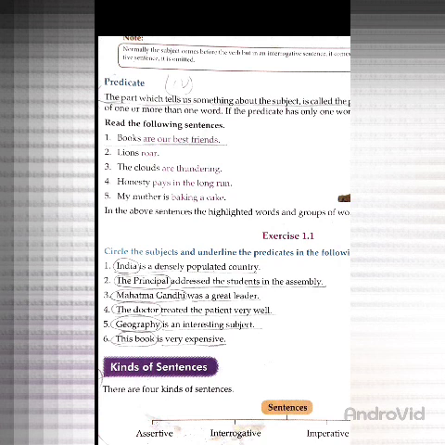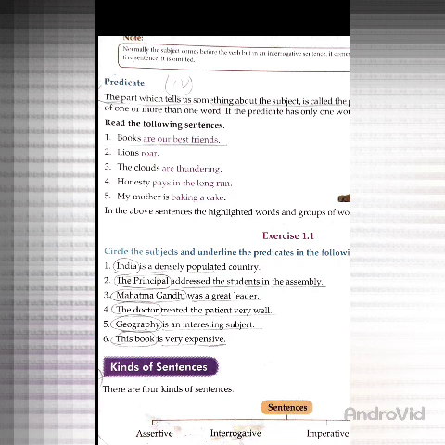Honesty pays in the long run. Honesty does what? Honesty pays in the long run. So pays in the long run हुआ predicate, subject हुआ honesty. Next, my mother is baking a cake or making a cake. Who are we talking about? My mother. So my mother is the subject. Baking a cake is the predicate.